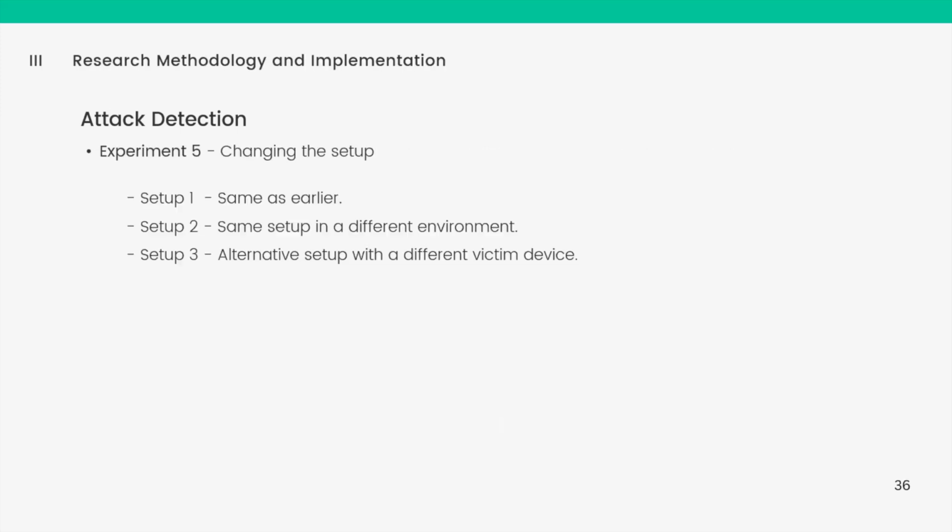The last one is to see how environmental effects affect our detection accuracy. So we have three setups. The first one is the setup that we discussed earlier. The second one is where we took the entire hardware setup to a different place in our lab, replayed the same pcap files, collected the traces, and trained the machine learning algorithms. And the third one is where, in that place, we changed the victim device into another device, and collected the traces in that situation as well.